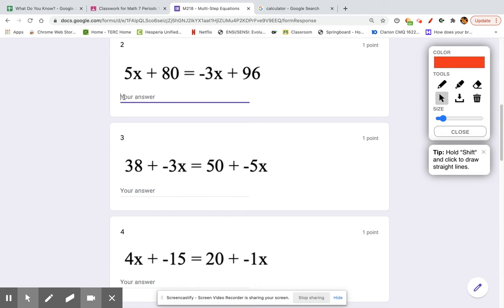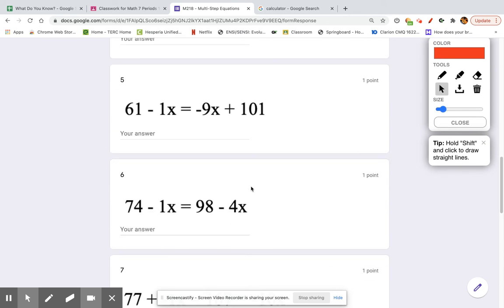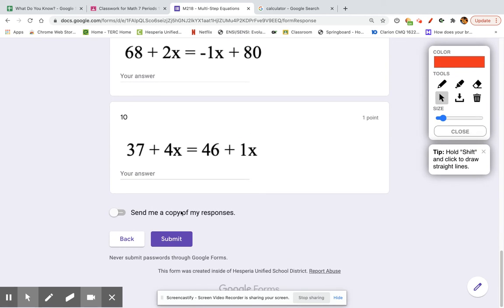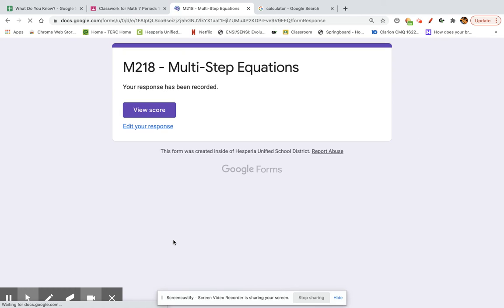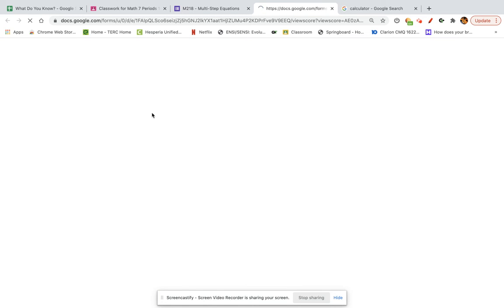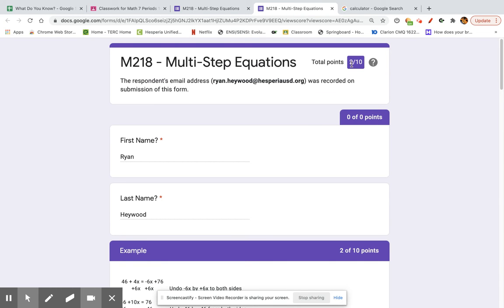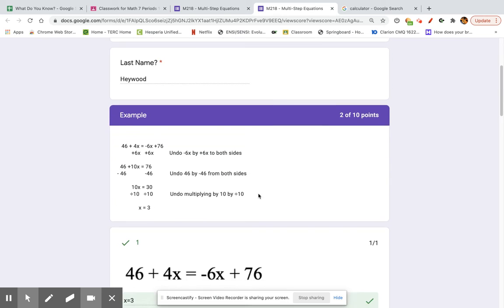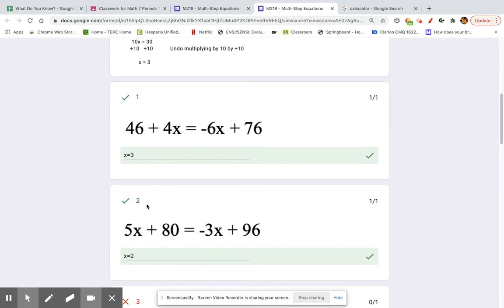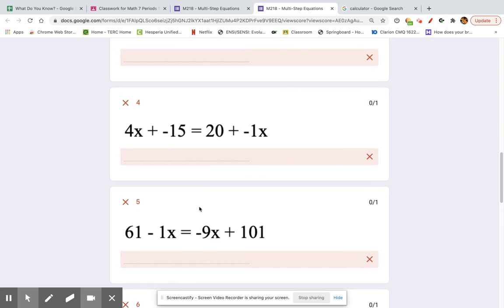Now, one thing that we have also done with this sheet is we have made it so that you can submit your answer before you have completed all of them. So we're going to submit it. We're going to view our score, and we did 2 of them. So we see that we got those 2 correct. We got number 1 and 2 correct. We haven't done the rest of these.